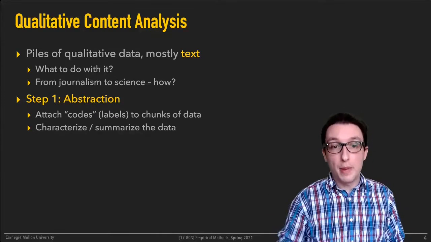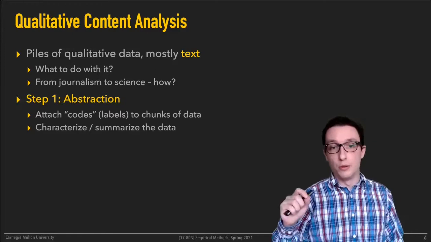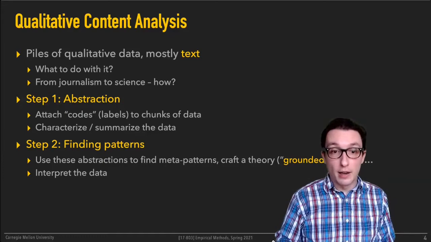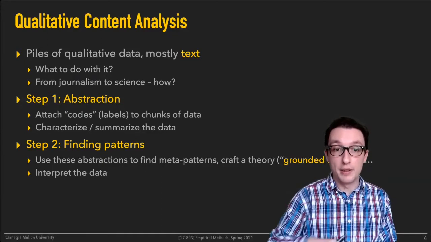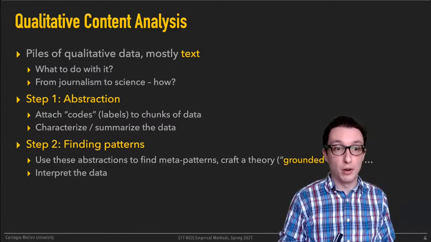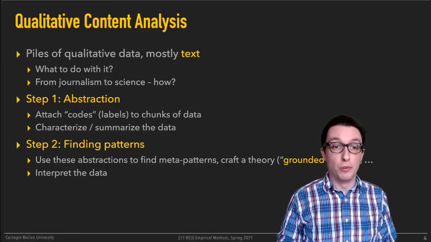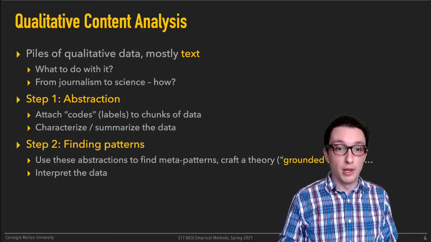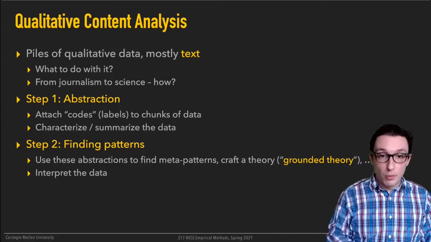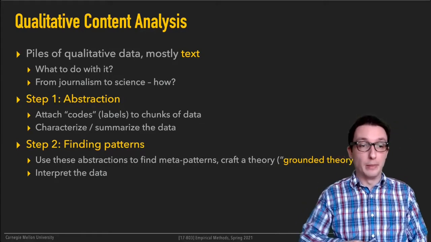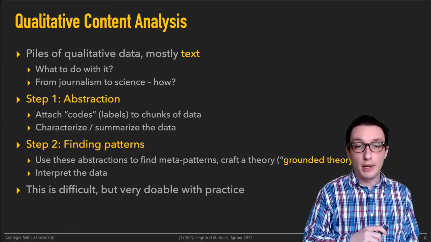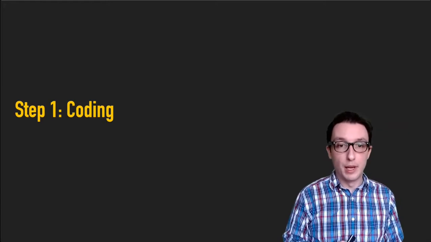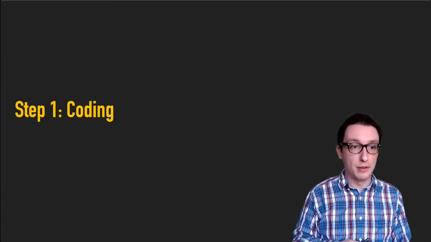That's why you're doing this passive coding of labeling, to create these abstractions. And then you do something with those. You further analyze and aggregate those. You're looking for some patterns spanning across these different codes, some meta patterns, if you will. Or you could even use these to craft a theory, to build a theory from the ground up. And this is called grounded theory. We're going to talk more about this, I think, next time. All right, so this is all difficult, as I think you'll see in the later part of today when you get to do this hands-on.